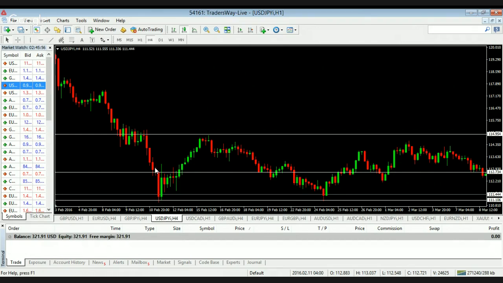Well, it does all of the calculations for you. It tells you how much is in your account, how much you're trying to risk, where you set your stop loss, and boom, how much you would possibly lose or gain.